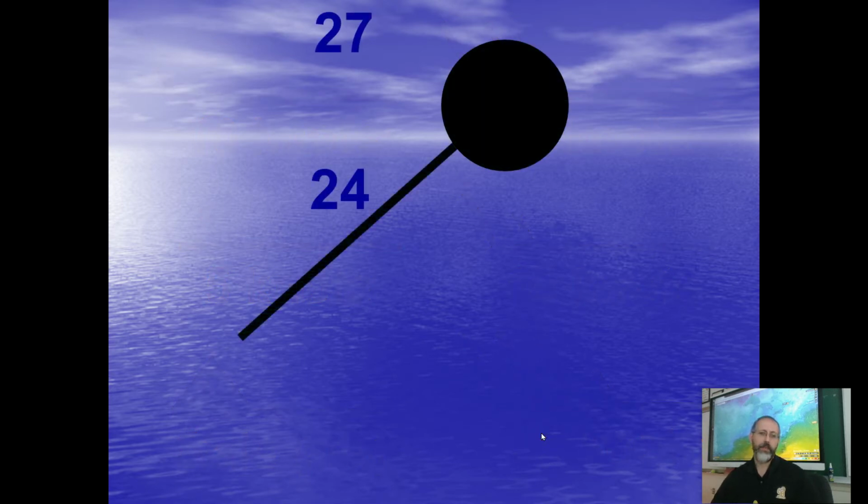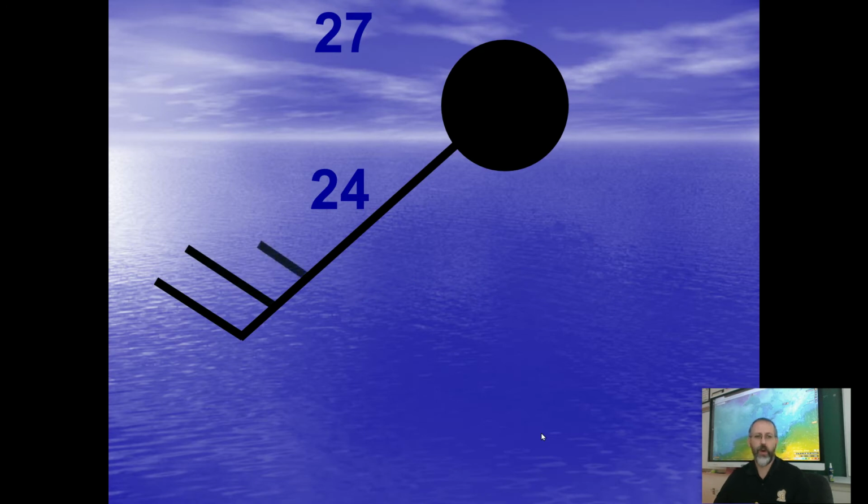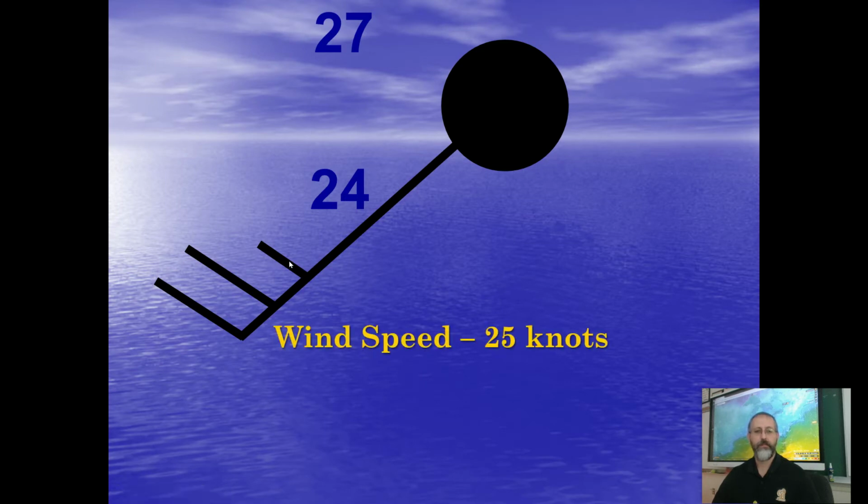All right, so in this case, we would have a wind from the southwest. And if it was that strong, that represents 10, 20, 5, so 25 knots. So a southwest wind at 25 knots.